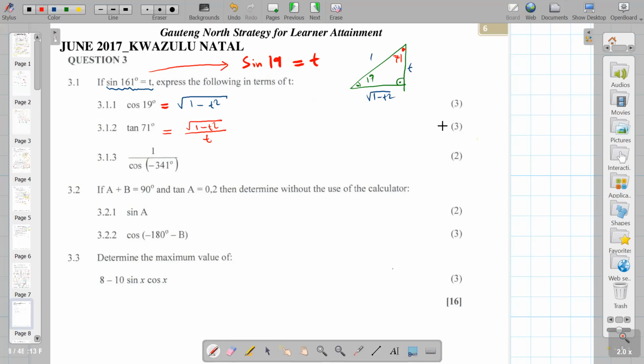And then the last one, you can always add 360, huh? You know that. So that's not a problem if we add 360. So if you add 360, that becomes cosine 19. So, okay, it's 1 over your first answer, 1 minus t squared. All is fine.